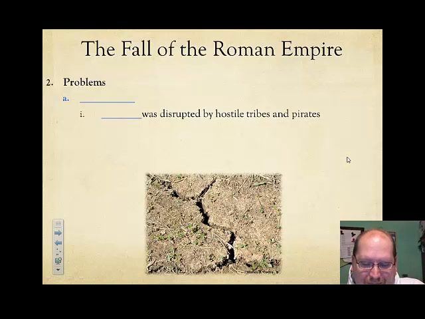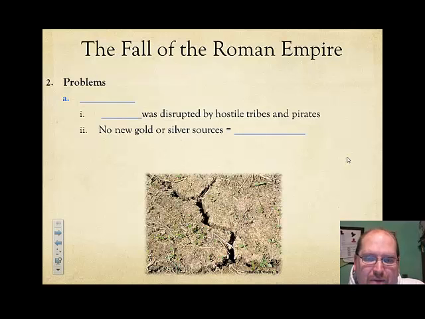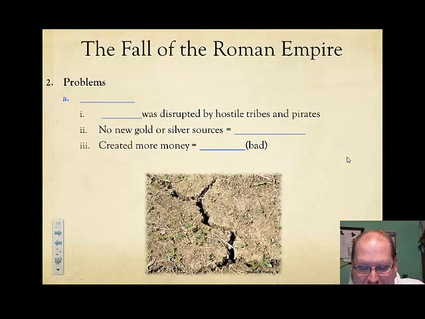Trade was disrupted by hostile tribes and pirates. No new gold or silver sources meant that they had to raise taxes in order for the government to maintain its standard of living. So they created more money, which is a bad idea because when they created more money, that equals inflation. What was going on is they ran out of gold and they ran out of silver. So when they created their coins, they used less gold and less silver, and they mixed it up with other types of metals to give it the same size and the same shape, but not the same value.